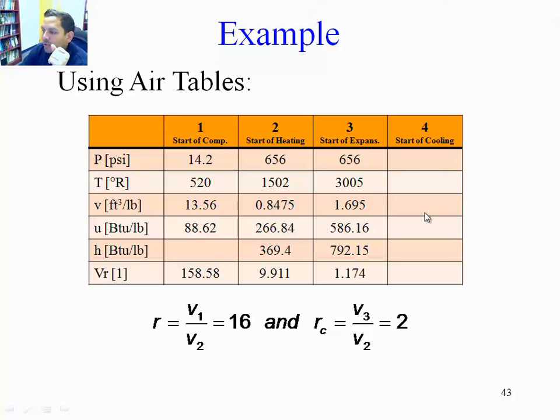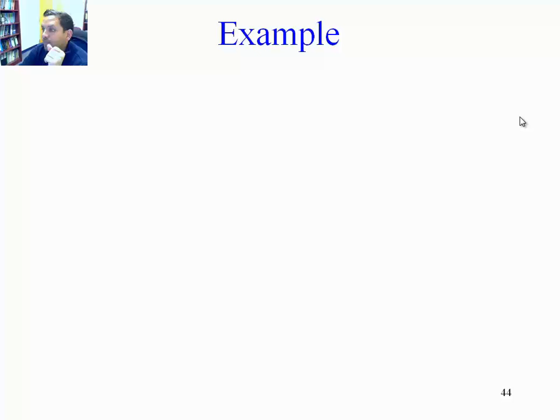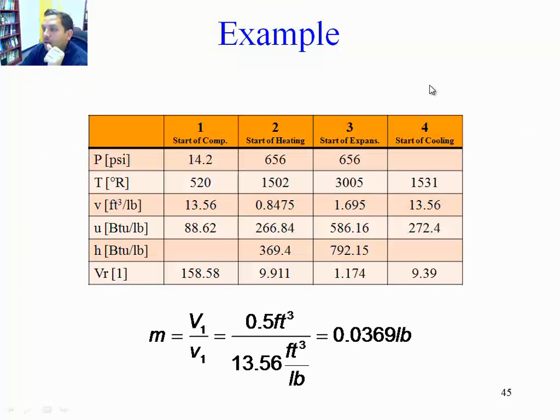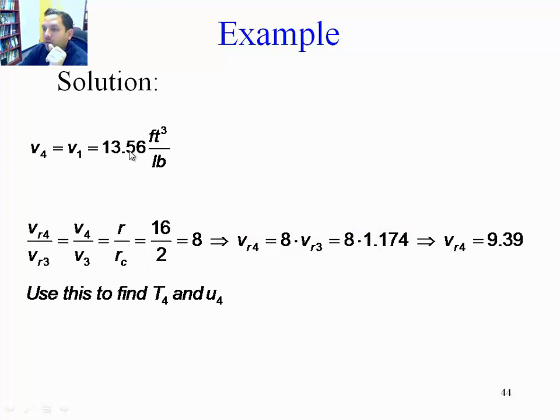The ratio of these volumes is equal to the ratio of VRs because the process from 3 to 4 is isentropic, and therefore VR4 is going to be 8 times VR3. So let's see. V4, let's go back. V4 is equal to V1, 13.56, or 8 times V3. The volume 4 over volume 3 is equal to 8, the compression ratio over the cutoff ratio, or 13.56 over 1. Whatever the value of V3 was.